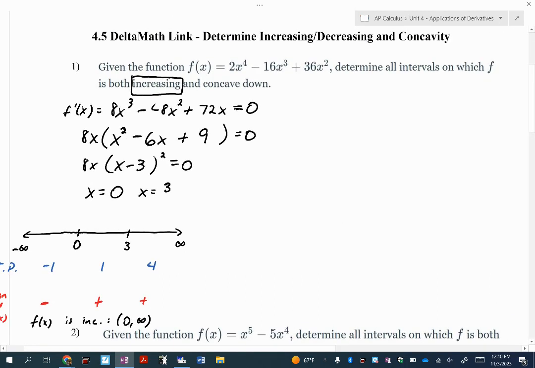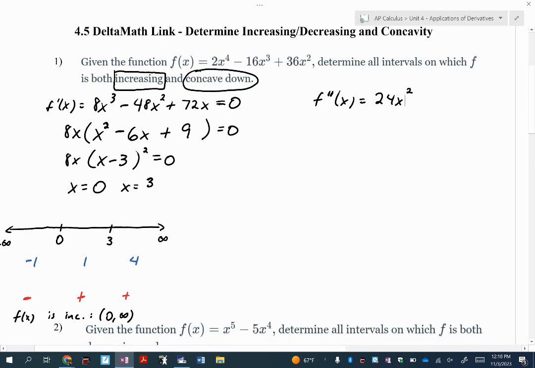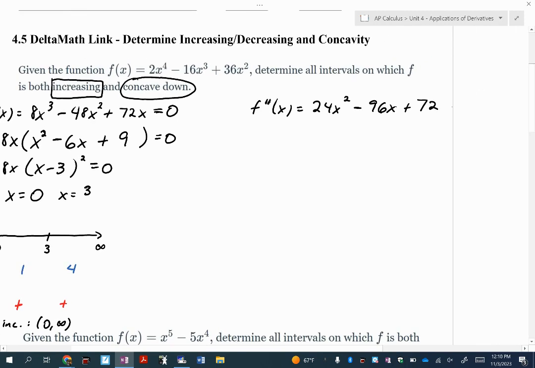Halfway done. The next part says, where is it concave down? So Giles' question, now I'm transitioning to talking about concavity. I need to look at the second derivative. So this is where I'm going to move over here and essentially repeat the process, but with the second derivative. So what is the derivative of 8x cubed? 4x squared. And then this would be minus the 6x.